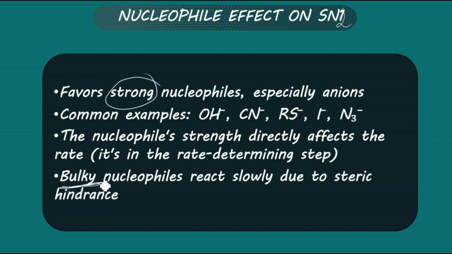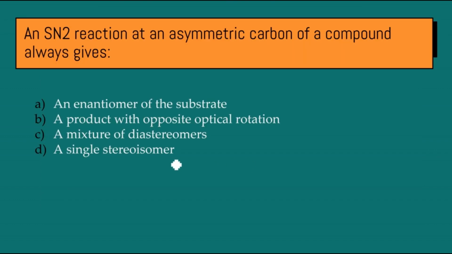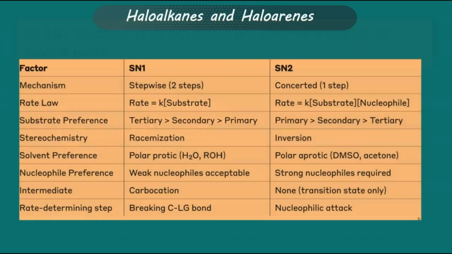Okay, let's solve some problems. An SN2 reaction at an asymmetric carbon of a compound gives. What is asymmetric carbon? Which is not having any symmetry properties. Let me take a carbon like this. So what will that give? SN2, what will that give? Only one stereo isomer. So option D makes it the right answer.